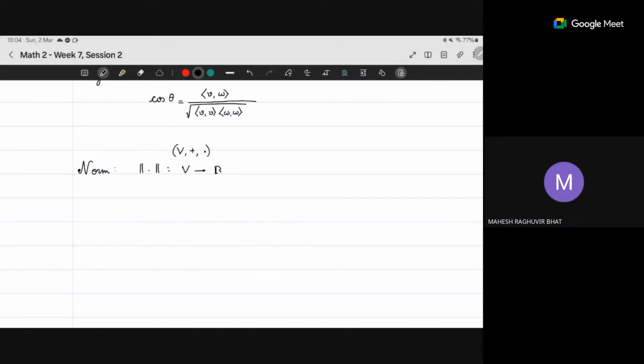Then a function from V to real numbers is said to be a norm if the following three conditions hold: that the norm of every vector is non-negative, and the norm of a vector is zero if and only if v is zero. This is similar to the first property of inner product, but there you had two inputs. Here you just have one input and you're just looking at the norm of that vector.